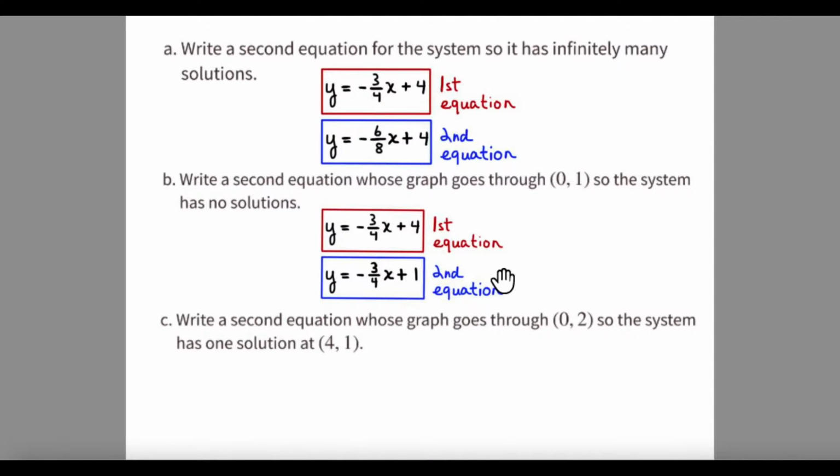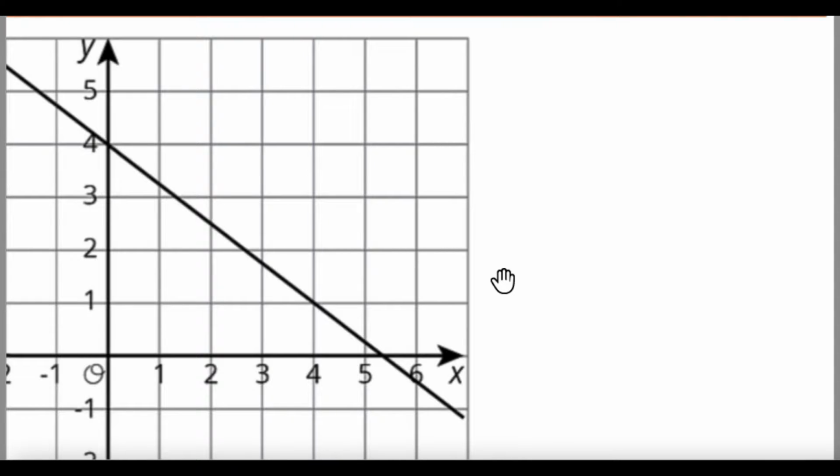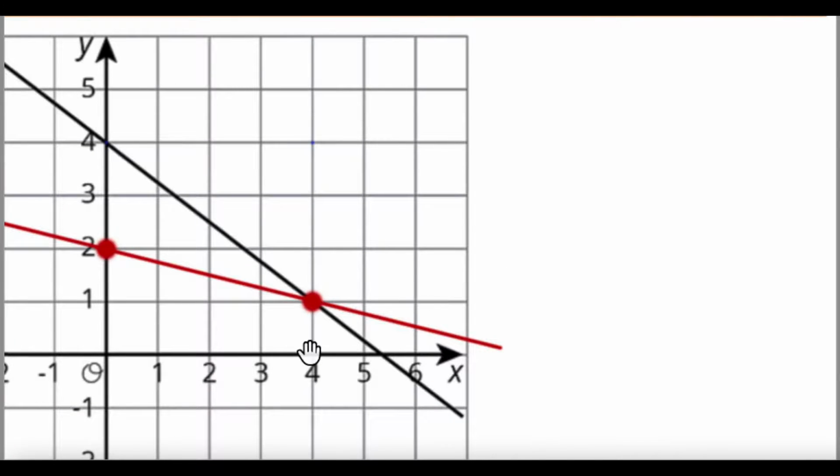And part C is to write the equation for a graph that goes through the point (4, 1), which is the solution for the system of equations. It's the intersection of the two graphs.